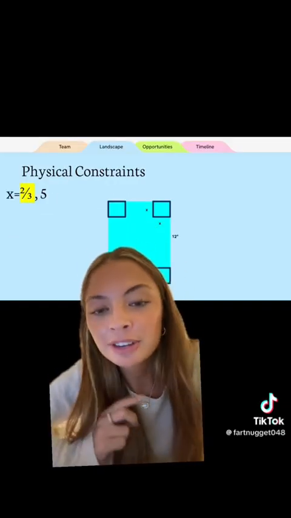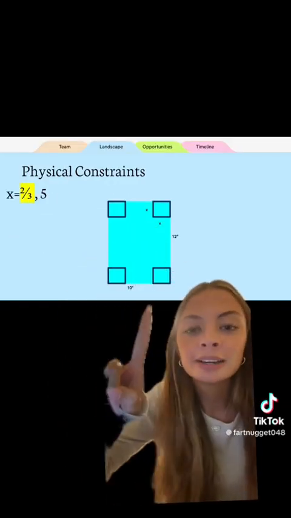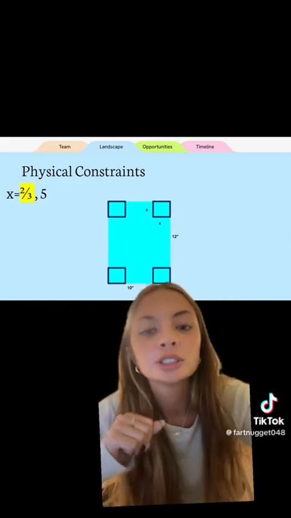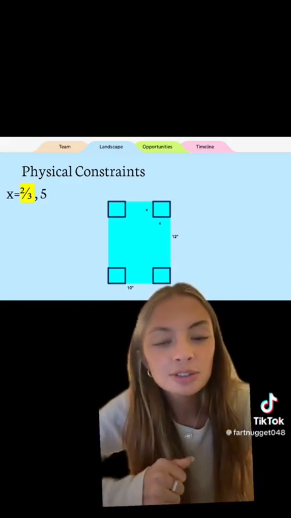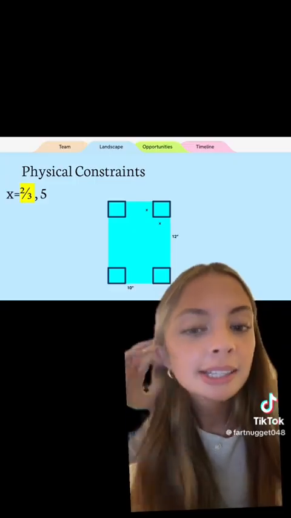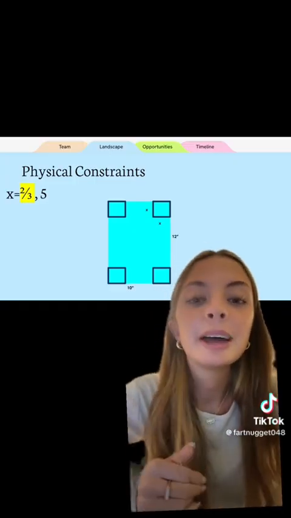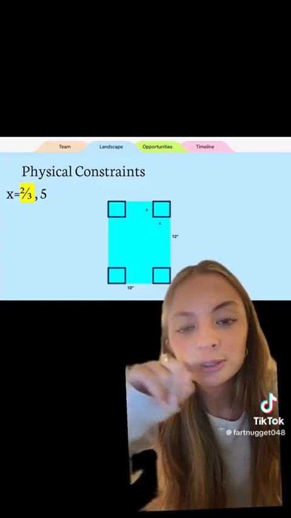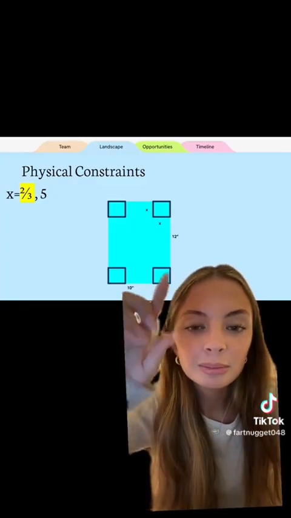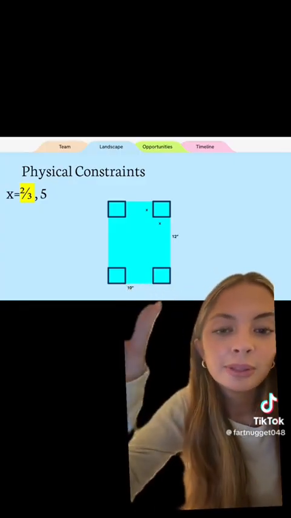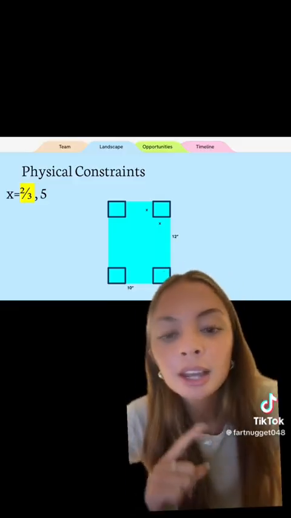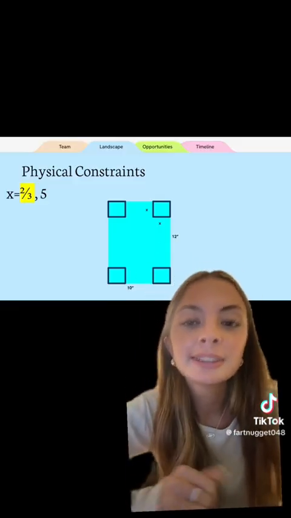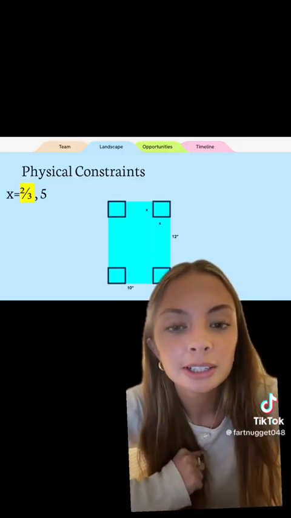Now, if we refer back to our box, we can see that there are some physical constraints on our two answers. If we think about this in a literal sense rather than a mathematical sense, it wouldn't make sense for this square cut out to be 5 feet because that would be the width of the rectangle. So our only possible answer is 2/3 feet for x.